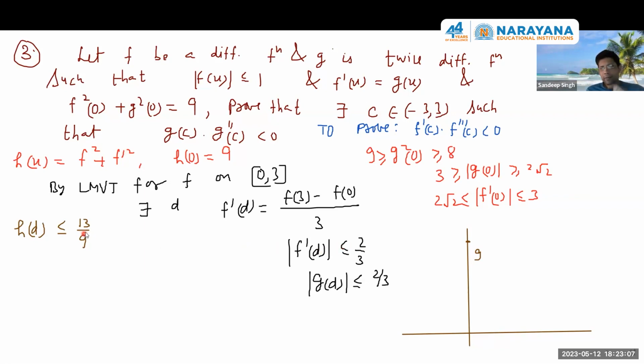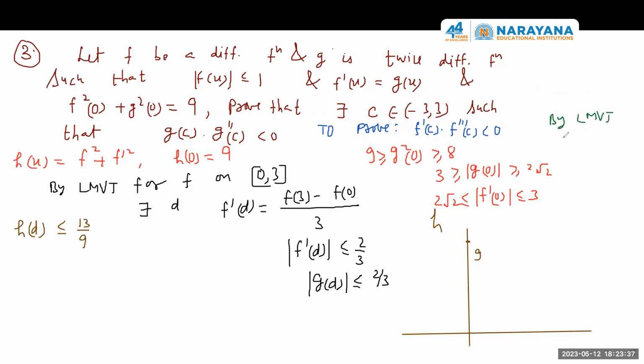That means if you want to plot the graph of h, you are at 9 at x equal to 0. That means you have to come down on the right side. Similarly, on the left side also you have to come down. Can you tell me why? By LMVT again, between -3 to 0. Yes, I can again apply LMVT. In which interval? -3 to 0. Yes.